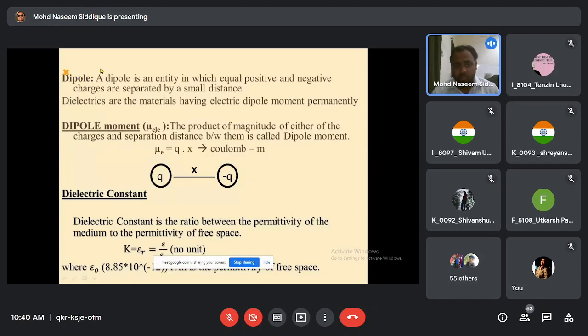Okay. What is the dipole? A dipole is a system of two equal and opposite charges separated by a small distance. Why do we call it a small distance? What is the meaning of the small distance? There must be a Coulombic interaction between the opposite charges. As you can see here, Q and minus Q are separated by a small distance. There must be a Coulombic interaction.